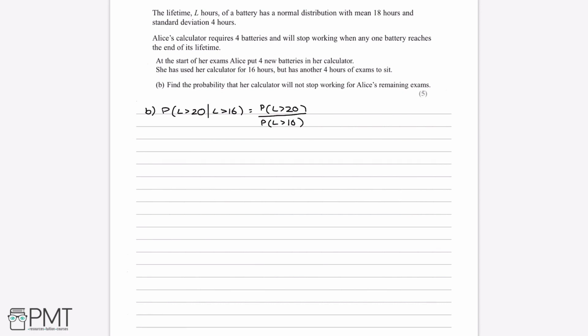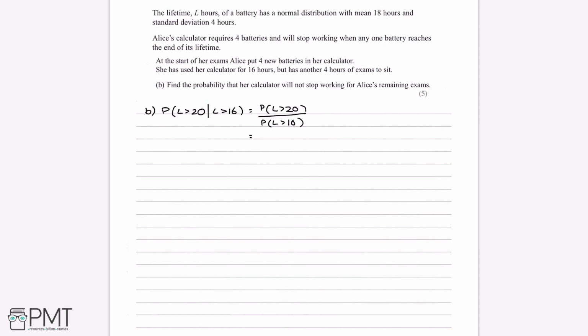So if we use the normal distribution function on the calculator, when we do normal CD, because this is an inequality, if we set the lower bound as 20, the upper bound as any number that's greater than 5 standard deviations above this, so we could just do 100, and then the standard deviation is 4, and the mean is 18. These are both things we're told in the start of the question.